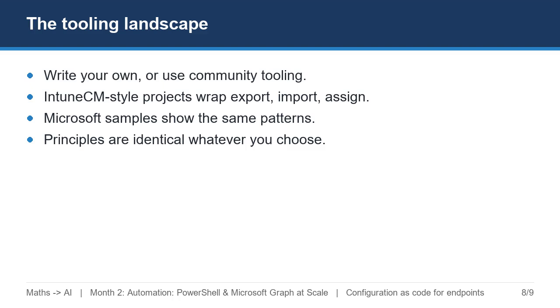You can write your own importer, as we have here, or you can stand on existing community tooling. Projects in the Intune Config Manager family and Microsoft's own Graph samples wrap this whole export, import, and assign loop, adding backup and reporting on top. Whatever you choose, the underlying principles never change: declarative files as the source of truth, review through pull requests, and an idempotent deploy. Learn the pattern by hand first, then a tool just saves you typing.